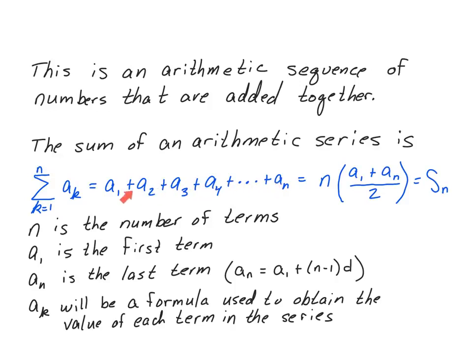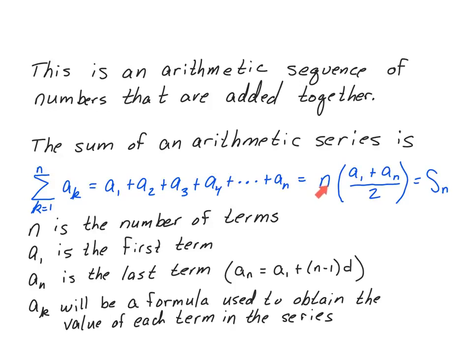Now, this is what your sum means. This is just a notation. This is what it actually means. It means we are adding together all these terms right here. It is always much easier to use a formula for finding the sum than it is to actually add all these numbers together, especially if the series is a very long series. It's easier to have a formula for finding the sum, and that's what this formula is.